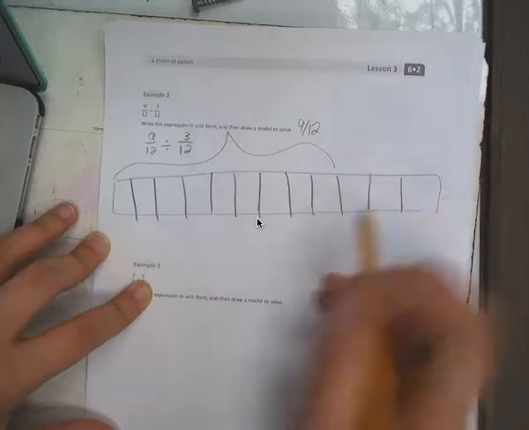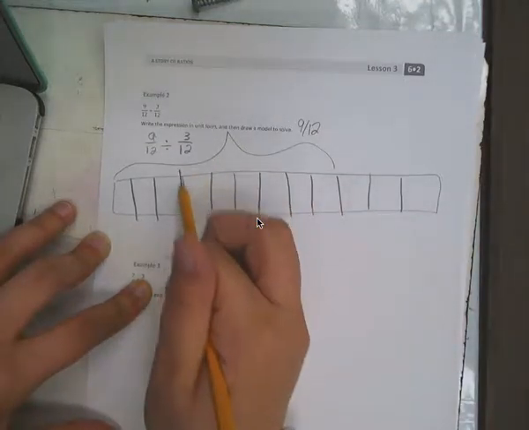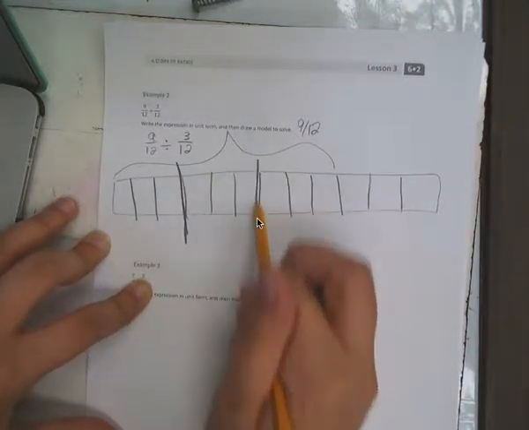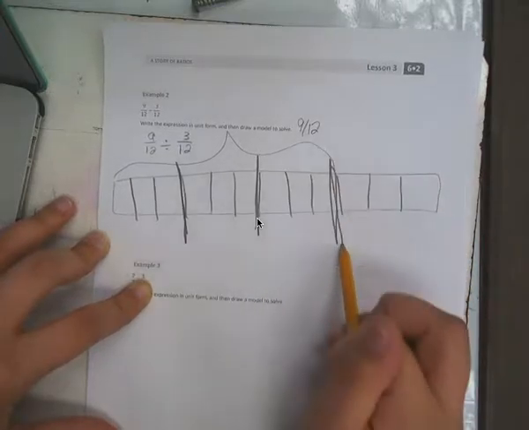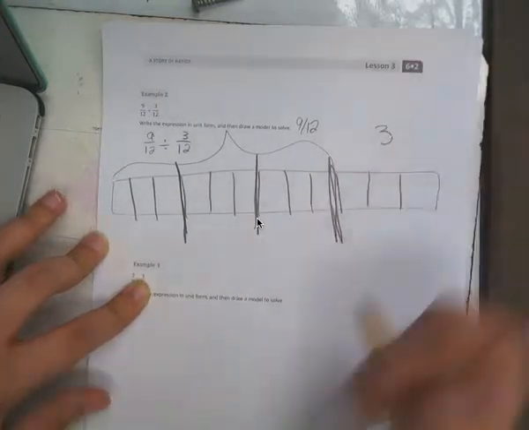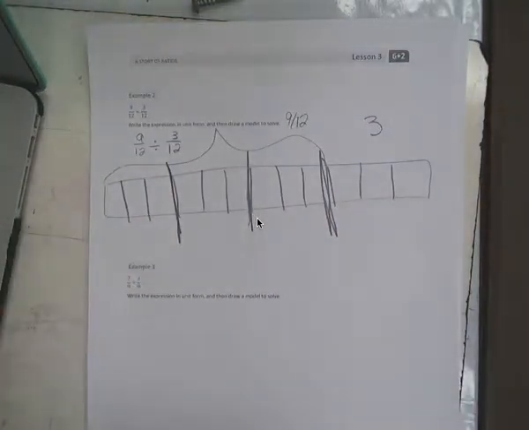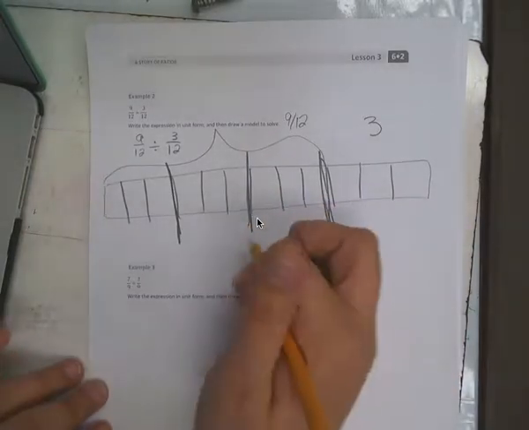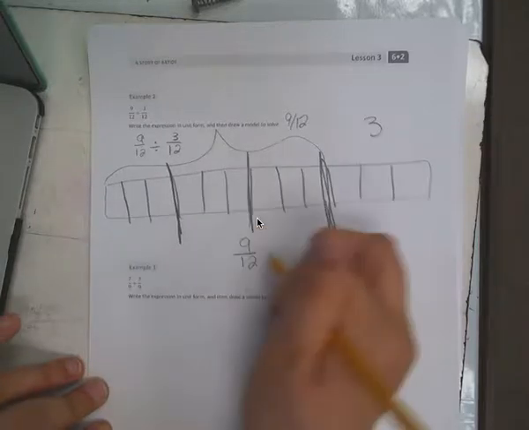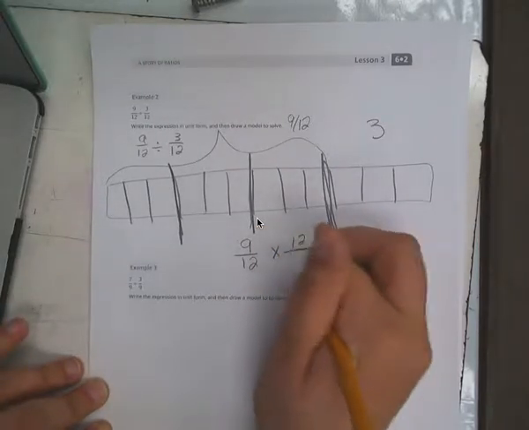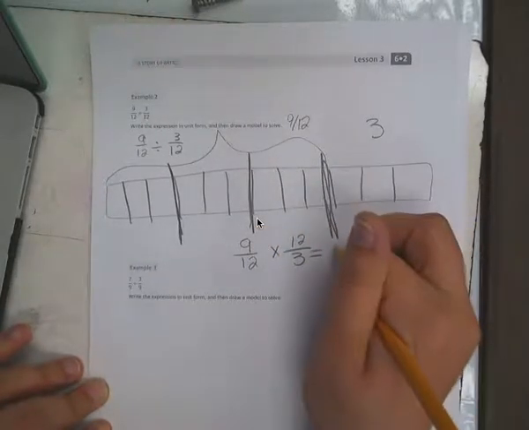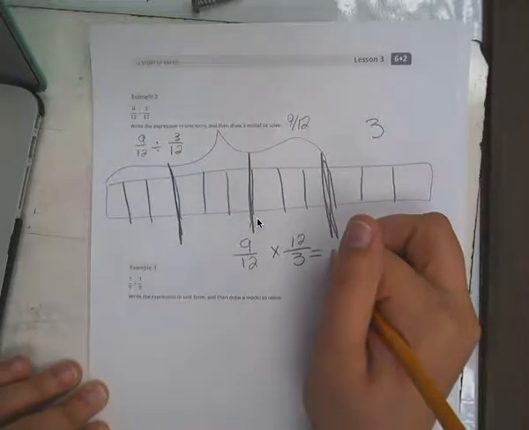Now we want to see how many times can we get 3 cubes out of that. 1, 2, 3. Our answer should be 3. If you had flipped that and done that multiplication, you would have gotten 3. So if you had done 9 over 12 times 12 over 3, you would have gotten 3 when you simplified.